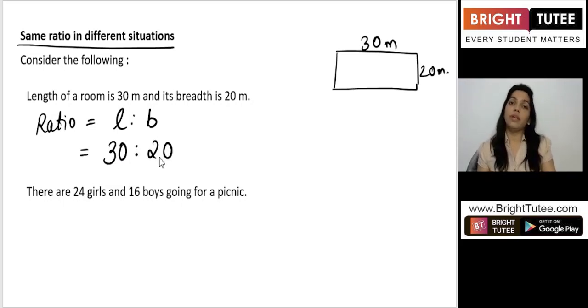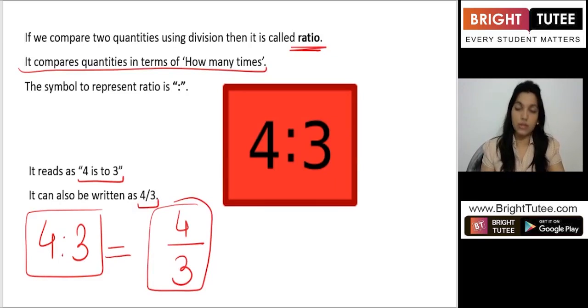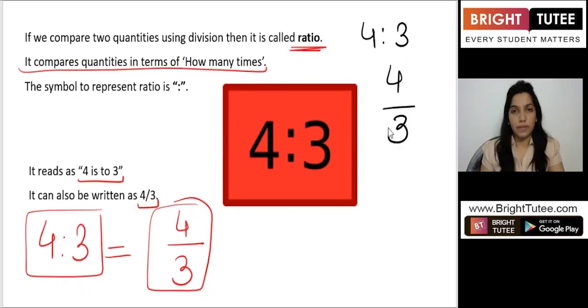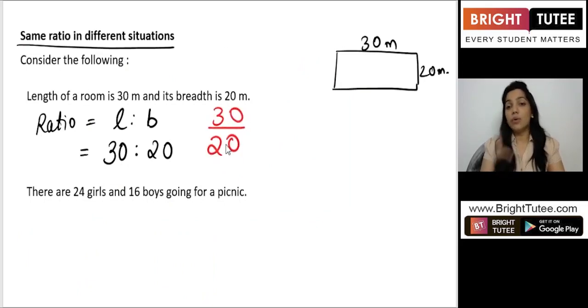Now, a very important thing I want you to notice here is, as we learned at the very beginning how we can write the ratios, we learned that 4:3 can be written as 4/3. Is that right? Now, similarly, 30:20, I can write this as 30/20. Am I right?